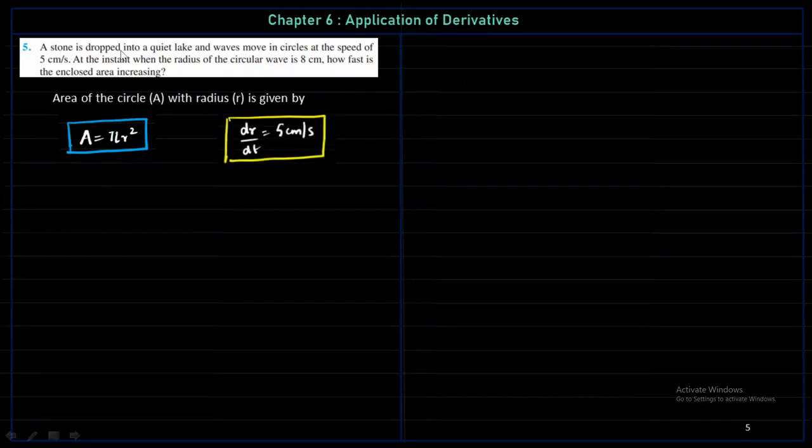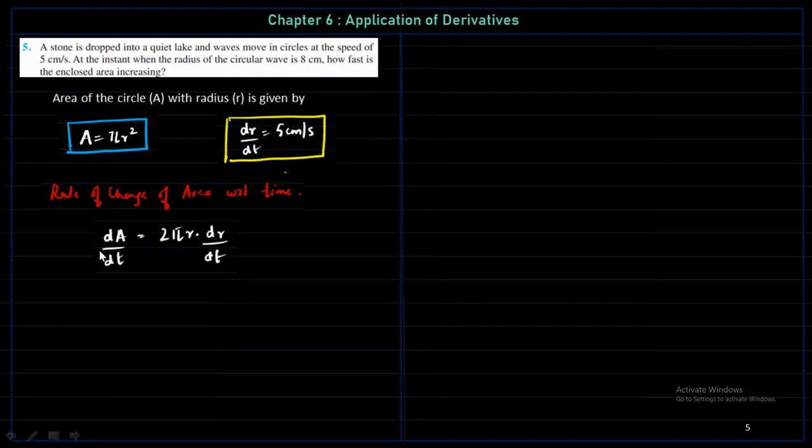What is given to you? A stone is dropped in a quiet lake and waves move in a circle at the speed of. So basically the radius, how it moves, right? The radius is moving. So dr over dt is 5 centimeter per second. What is asked? At the instance when the radius of the circular wave is 8 centimeters, how fast is the enclosed area increasing? As in dA over dt is what we have to find out, right? So again, you start by differentiating A, right? With respect to t, I should be getting my answer.